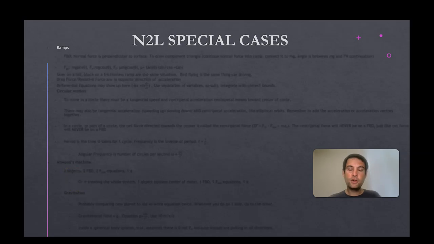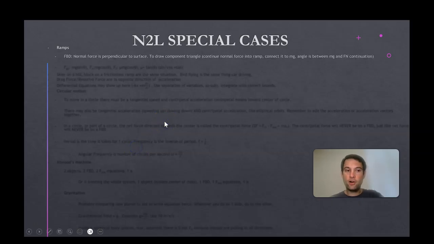Some special cases regarding Newton's second law. First of all, ramps. When there is a ramp, remember that the free body diagram is going to be drawn first. The normal force is perpendicular to the surface. To draw that component triangle, we're going to continue the normal force into the ramp, dotted line into the ramp, and then connect that dotted line to our weight force vector.